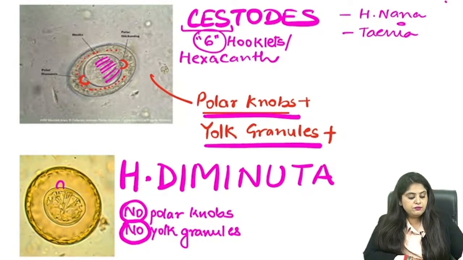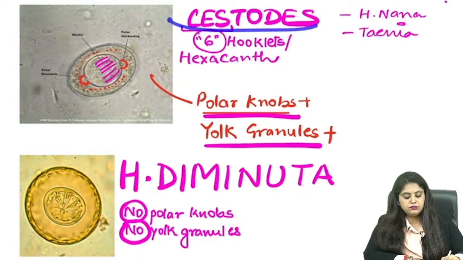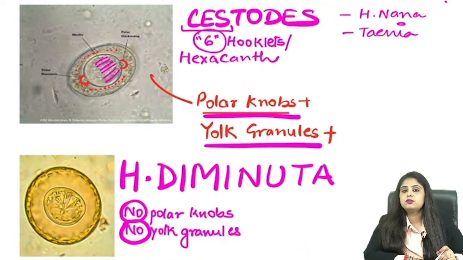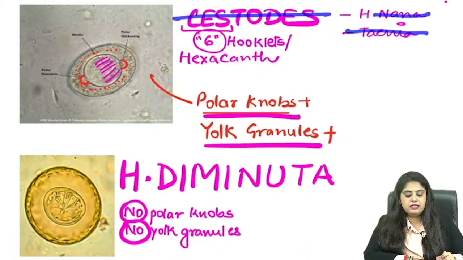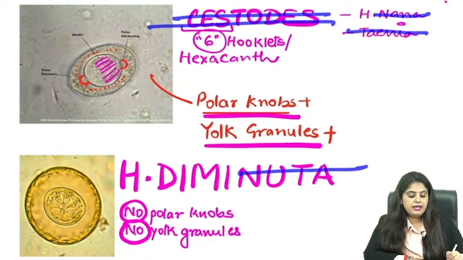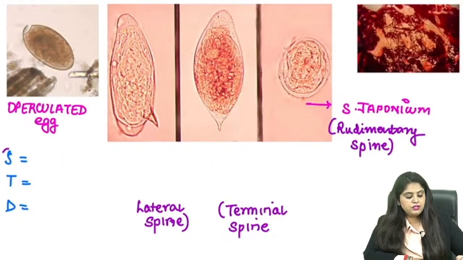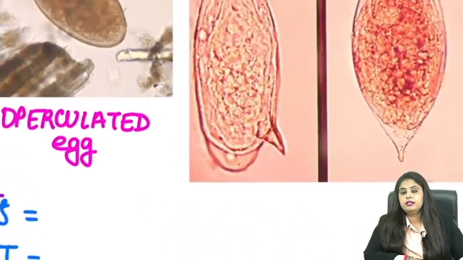So look at it. Does it have those two polar knobs? It doesn't. Does it have that ganda yolk granules? Again, it doesn't. So that is going to be H diminuta. So all cestodes show you knobs and granules. H diminuta does not. कौन सा cestode रह गया? देखो H nana हो गया, Taenia, Saginata, Solium हो गया, H diminuta हो गया. I have not spoken about D latum, Diphyllobothrium latum, because that shows you the operculated egg.